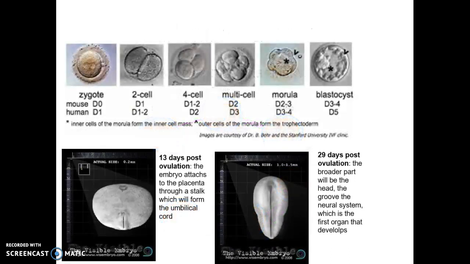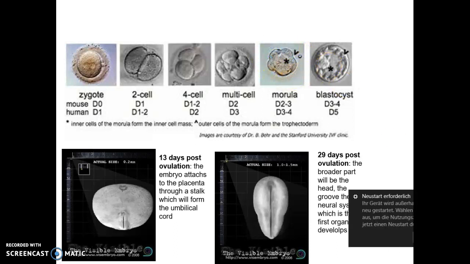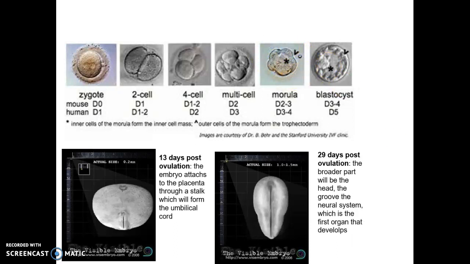So what you see here is the zygote. The zygote is the name for the fertilized egg. This is a mouse zygote, but it's the same for humans. They don't look very different, not different at all. Then what you see is when this fertilized egg undergoes mitosis, 2 cells, then 4 cells, then multi-cells, and then this structure is called morula, and finally, the blastocyst.